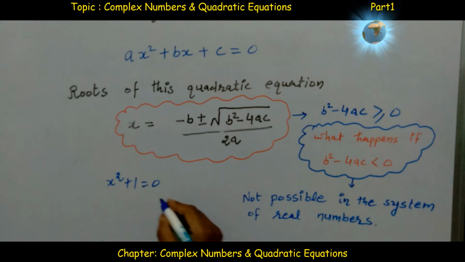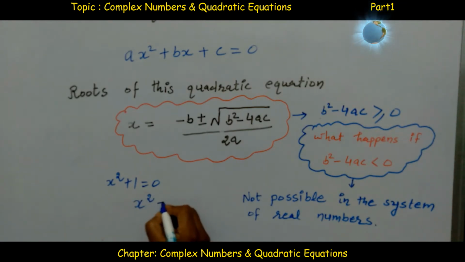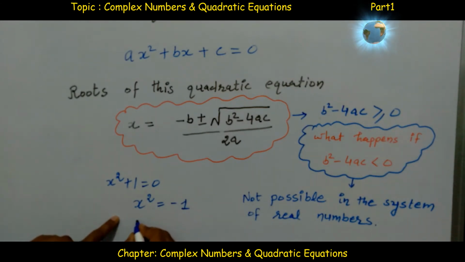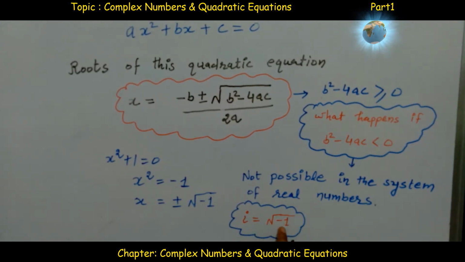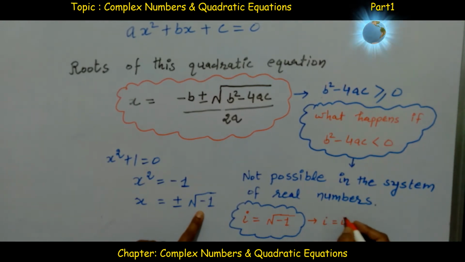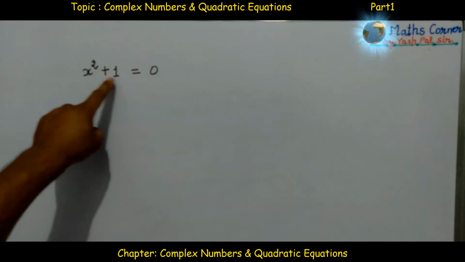We introduce here one new number. x square is equal to minus 1. If we take the square root of both sides, then x is equal to plus minus square root of minus 1. Here, i is equal to square root of minus 1. This is the name given to square root of minus 1. What is i? We say this is iota.